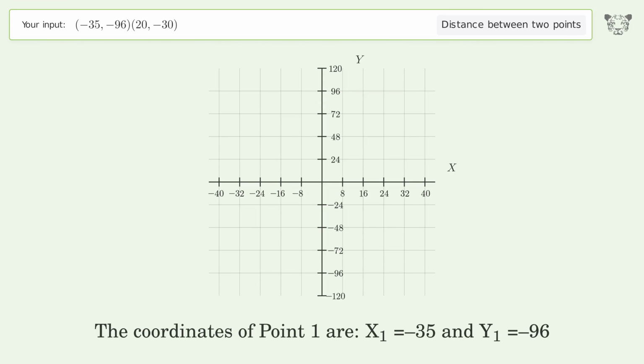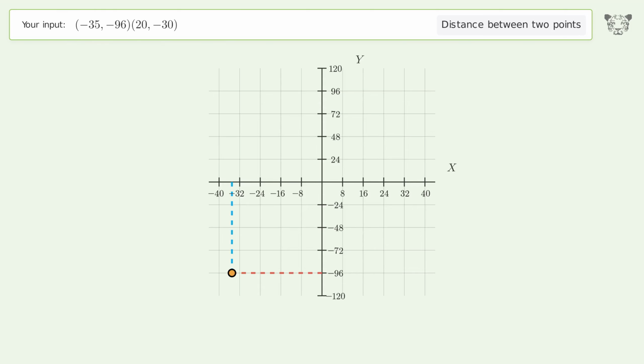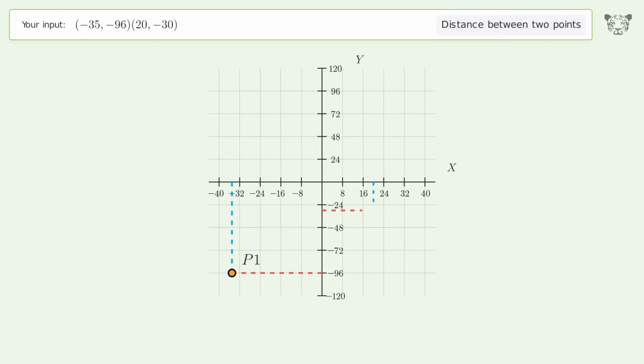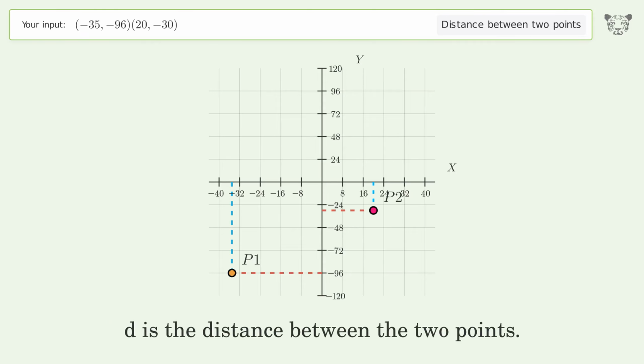The coordinates of point 1 are x1 equals -35 and y1 equals -96. The coordinates of point 2 are x2 equals 20 and y2 equals -30. D is the distance between the 2 points.